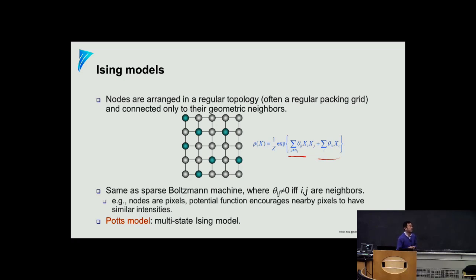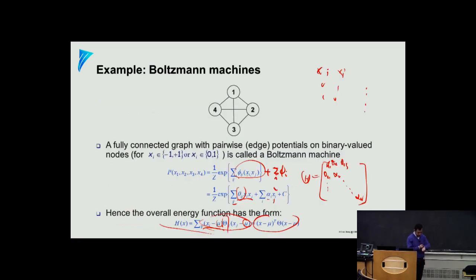Quick question on the previous slide. For the capital theta matrix, does that have to be positive semi-definite? Yeah, you have a lot of properties in there. It depends on the way you define the potential functions. Usually in this case, it is a positive semi-definite matrix.